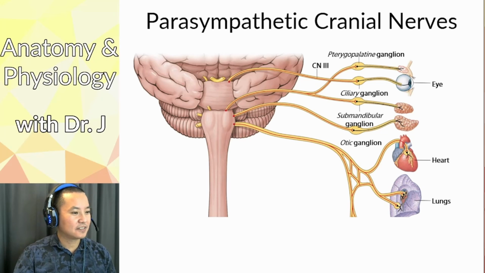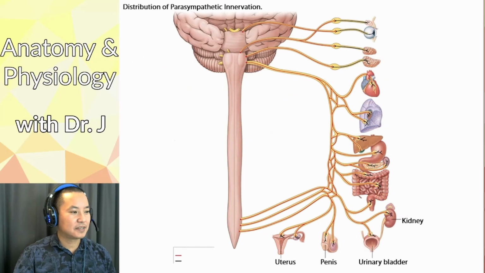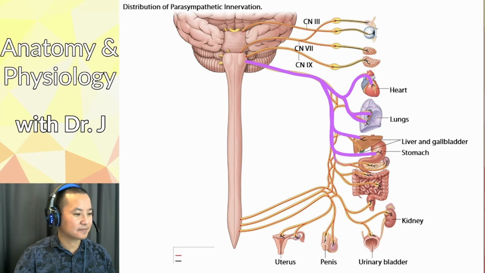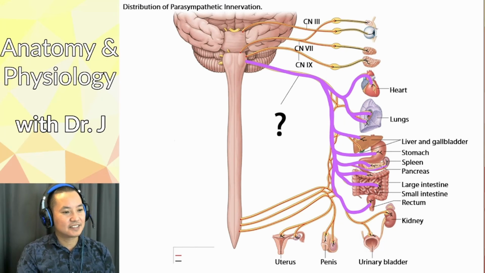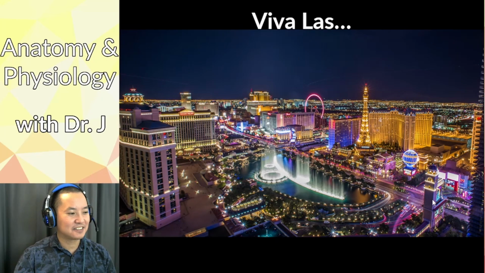Now, you have all these cranial nerves, like 3, 7, and 9. But what's this big nerve over here? So 3, 7, 9 up there, and then over here we have this huge nerve that supplies all of this. And this nerve is called the... What nerve is this? If you don't get it right now, here's a big hint.